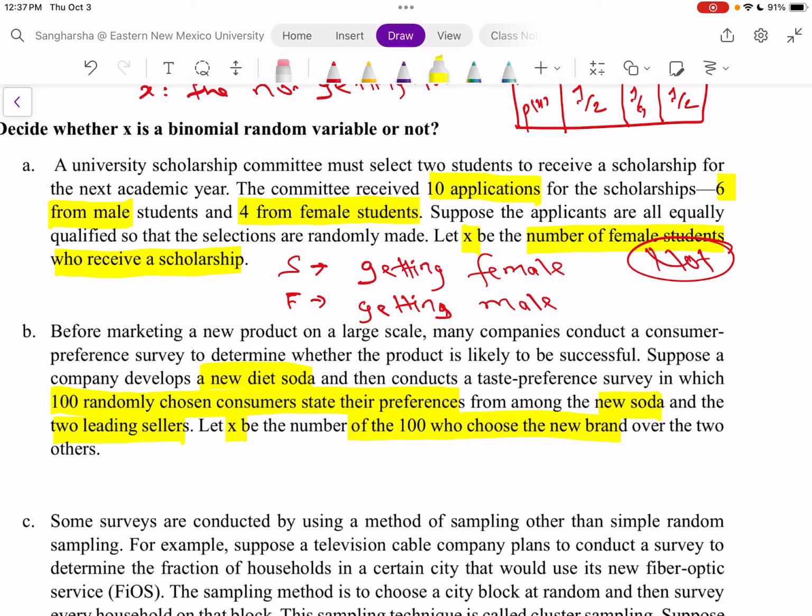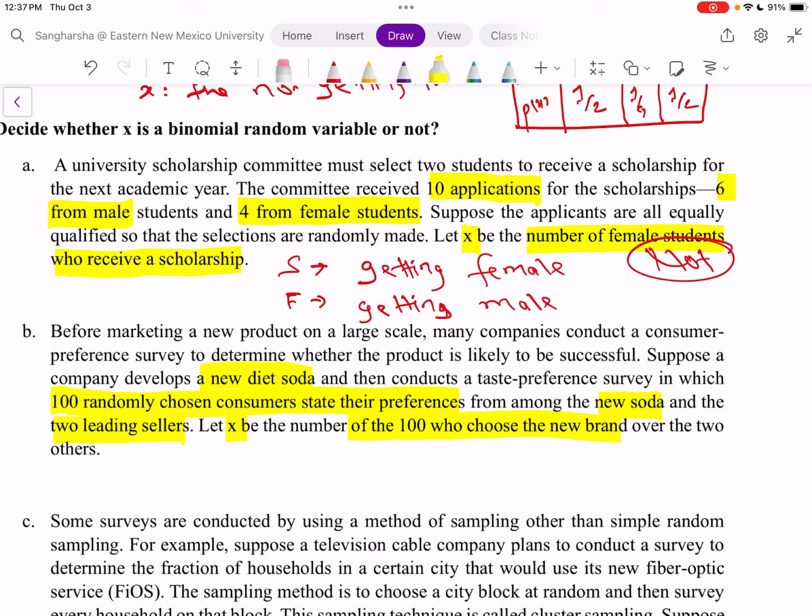So what do we do? We have 100 consumers. For each consumer we give new soda, Pepsi and Coke. For all of these consumers, we want to know their preference, whether they like the new soda or Coke, Pepsi. Now, how many trials will we have?